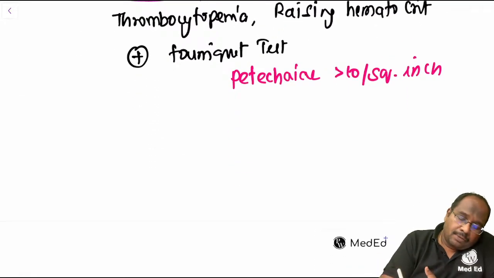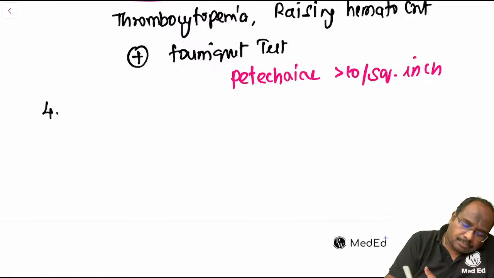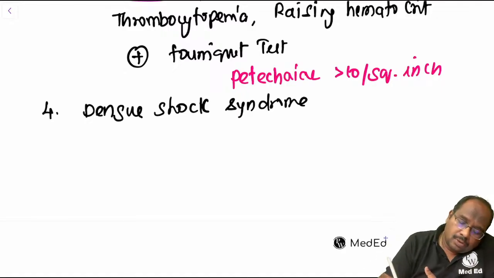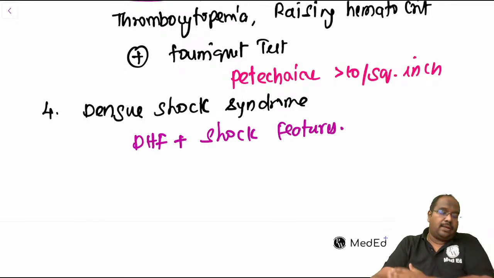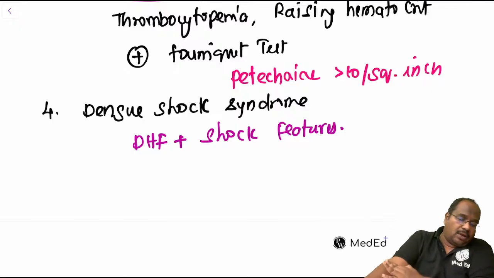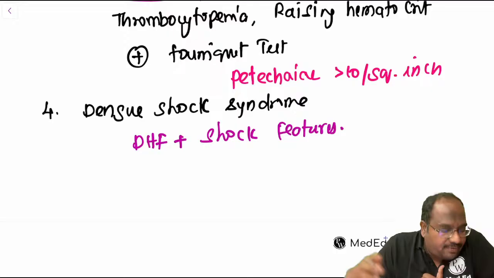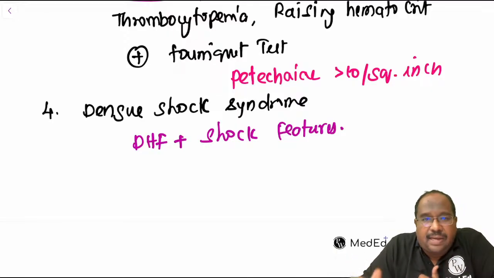The fourth one is dengue shock syndrome. The patient will have DHF features plus shock features. Bleeding from any natural orifices, yes, fine, that is bleeding manifestations, but that is a very late phenomenon, Deepika. You can identify early.